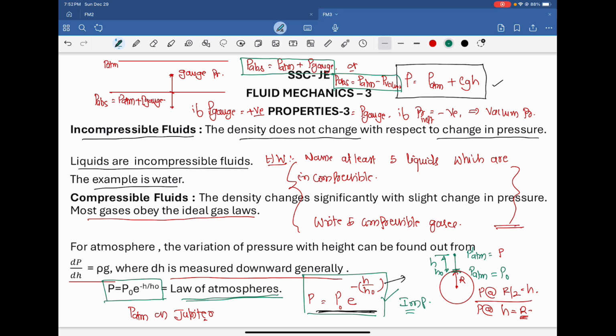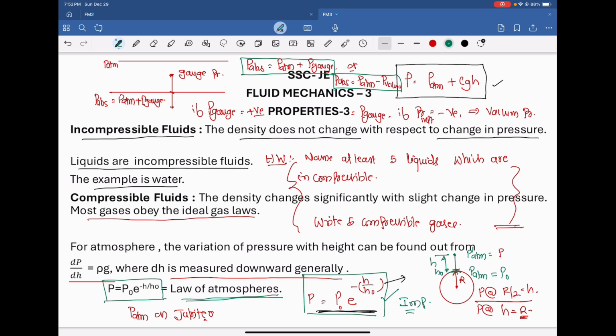We'll do further detailed questions on pressure at a point, pressure measurements, and absolute pressure, atmospheric pressure, gauge pressure, then vacuum pressure. These things will be further clarified, because we are dealing with properties only here. I am not explaining them in detail.